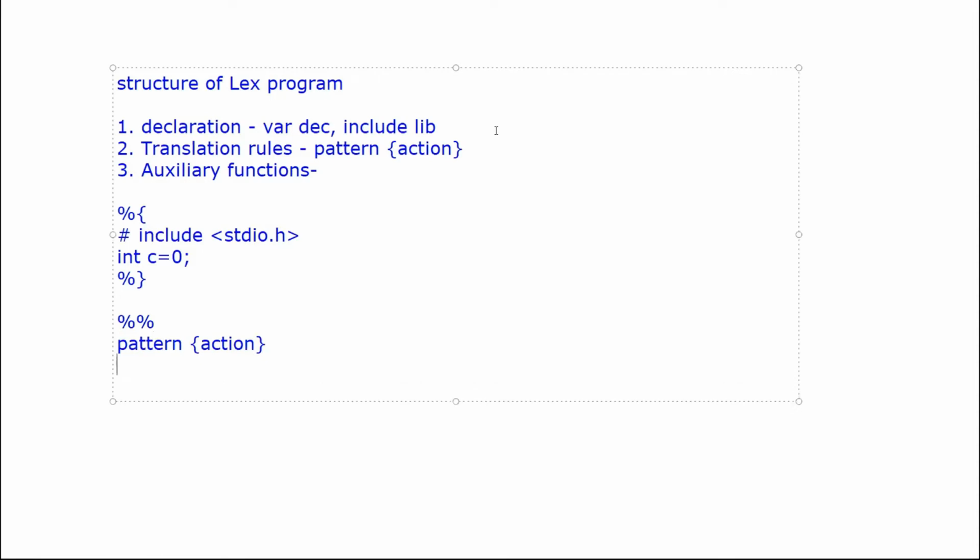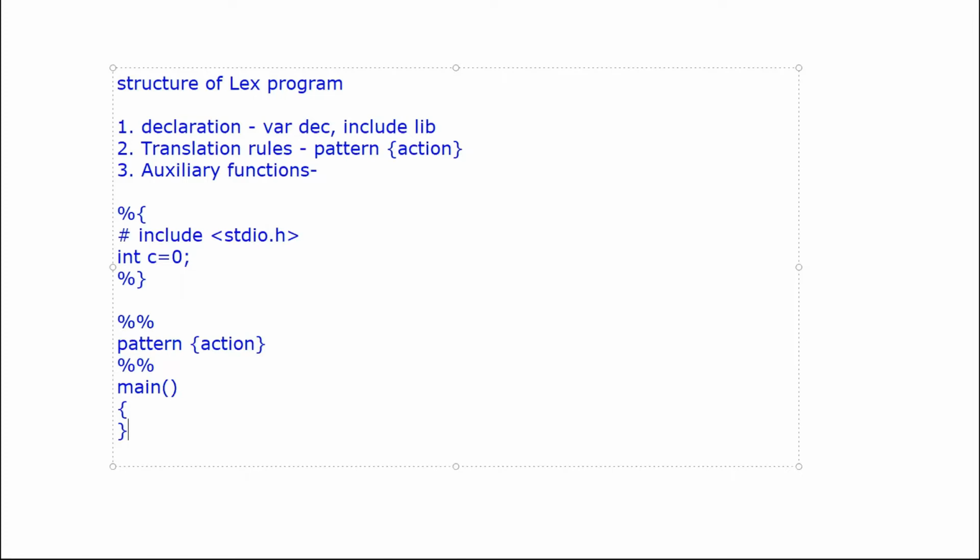Then you have to come to the third section. Then again you will apply the separator, and now you can define the auxiliary function. So suppose I have defined main in this particular part. So basically this is the structure of the Lex program. Fine. So I hope this is clear to everyone. Now there are certain things and certain functions that you need to know, how these functions and these things are used in the Lex program.